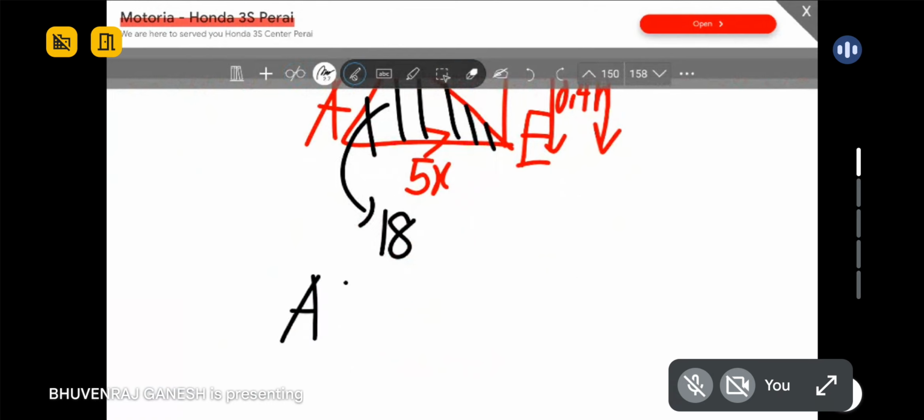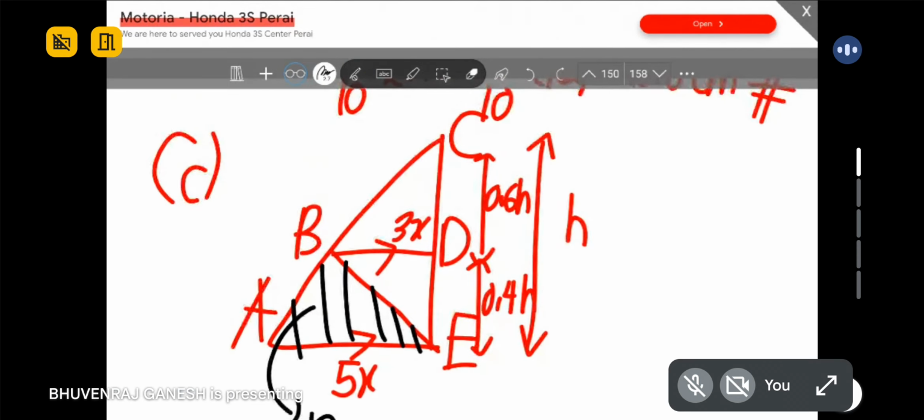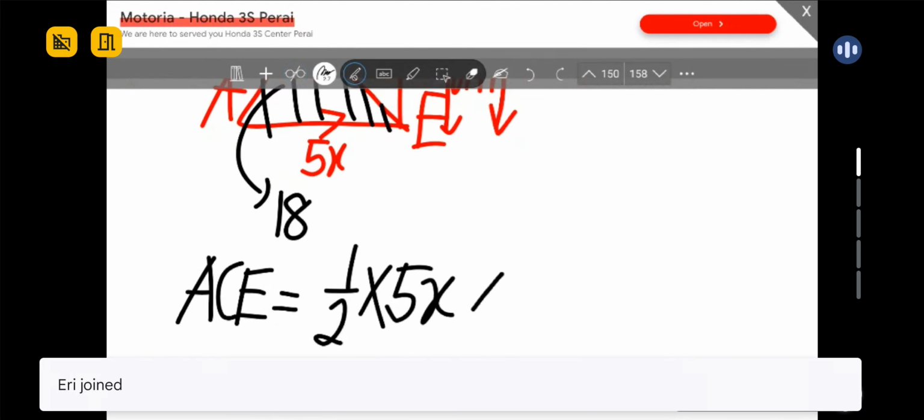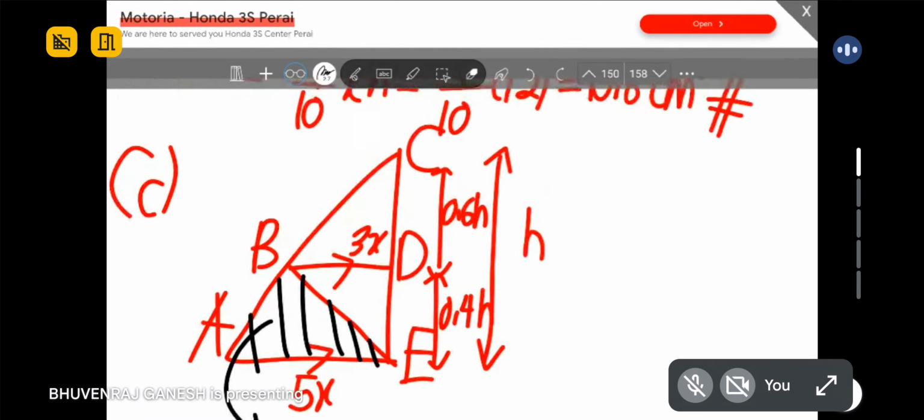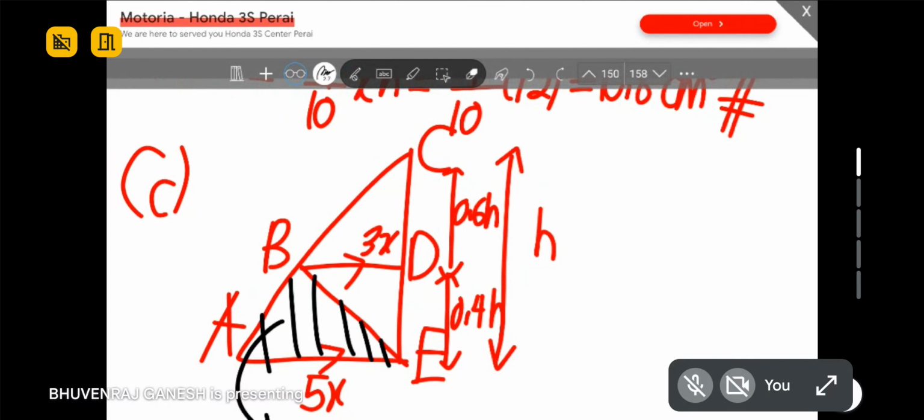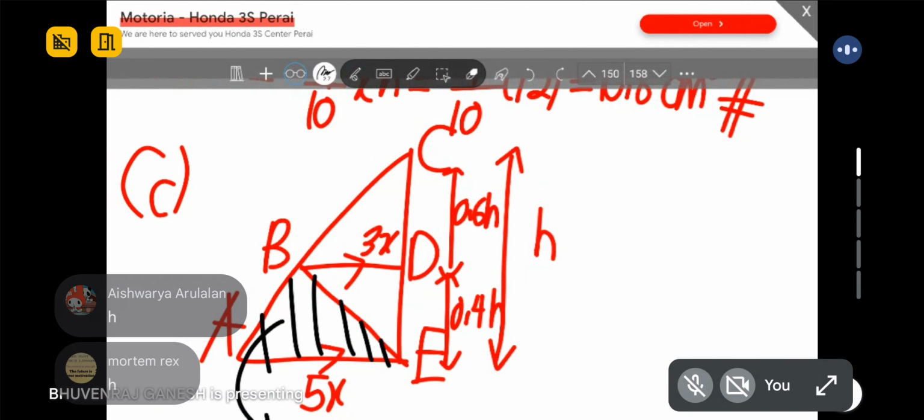ACE area, how do I find? Half times base times height also. What is my base, guys, for ACE? Can you all comment? ACE base length. Yes, very good. Okay, it's 5x, guys. So it's half times 5x times, what is the height, guys, for ACE? Anyone? Yes, it's the h.